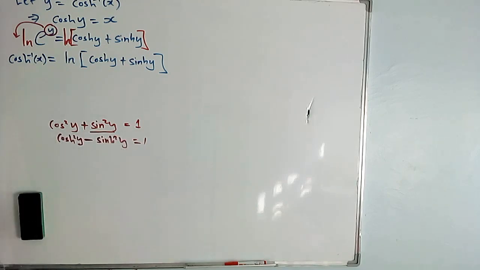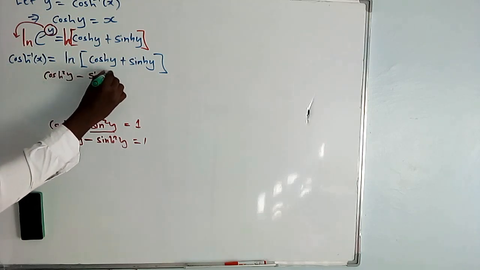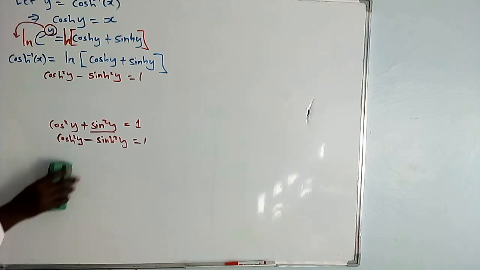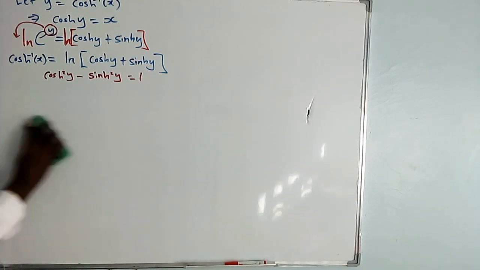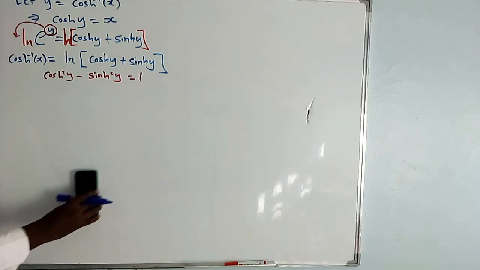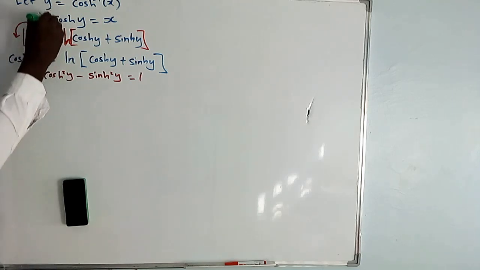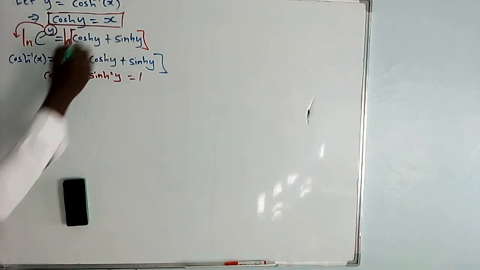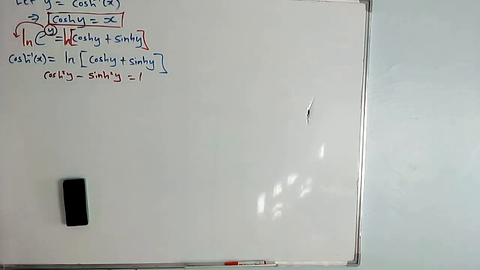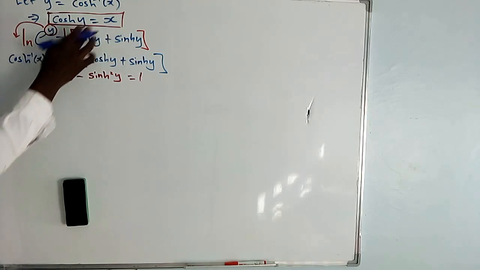So this is the Pythagorean hyperbolic identity: cosh squared y minus sinh squared y is equal to 1. Now, having noted that hyperbolic Pythagorean identity, we want to use it to get sinh y, since we have cosh y. So what is sinh y? You've been given cosh y, you already know cosh y is x. You can substitute that, isn't it? We are now looking for sinh y.